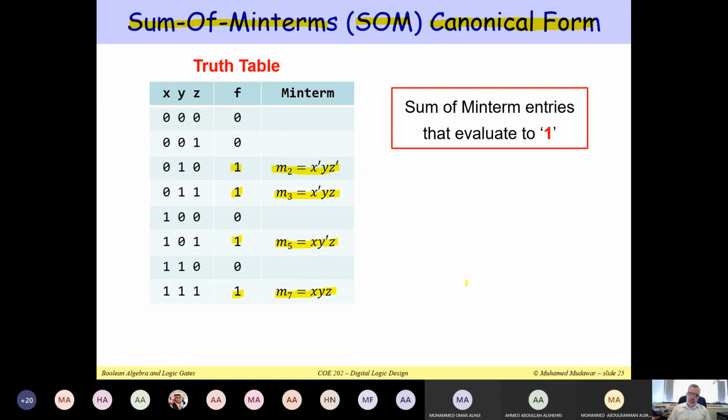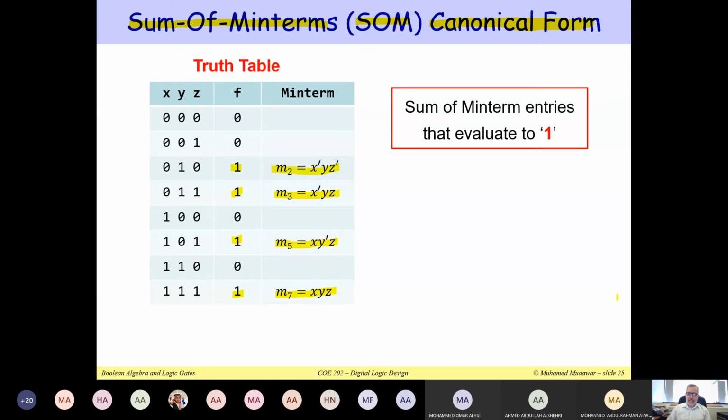So minterm sub 2 is equal to 1 only in one case, when x is equal to 0, y is equal to 1, and z is equal to 0. So we write it as x prime and y and z prime. It evaluates to 1 only in this case and 0 otherwise. Minterm sub 3 is going to evaluate to 1 when x is equal to 0, y is equal to 1, and z is equal to 1. So we write x prime and y and z, and so on.